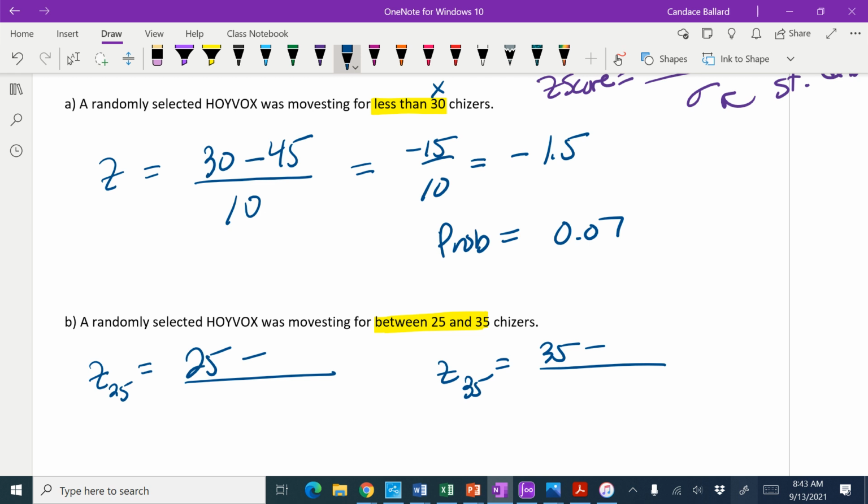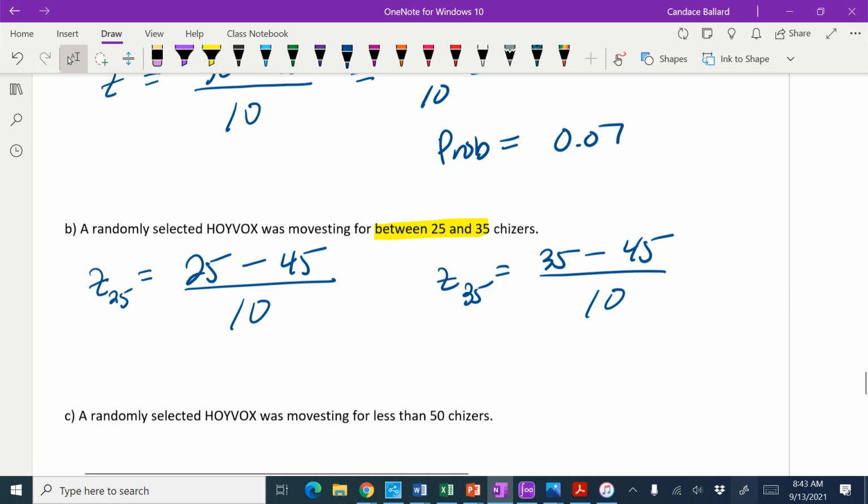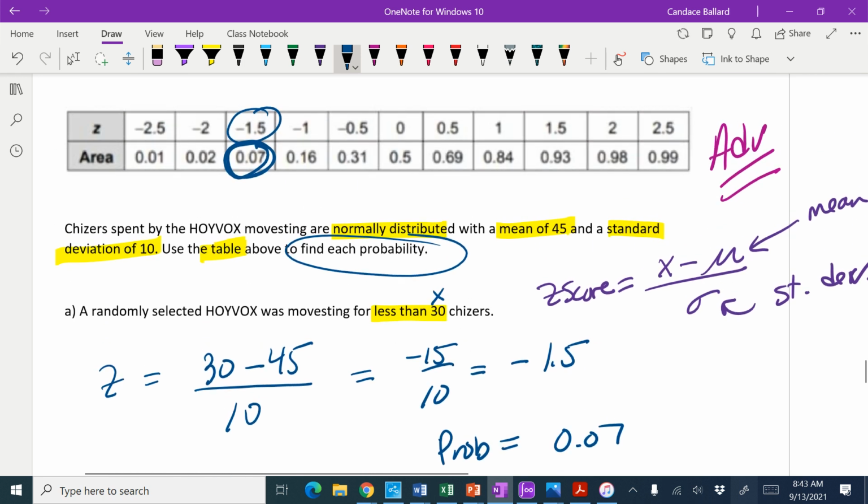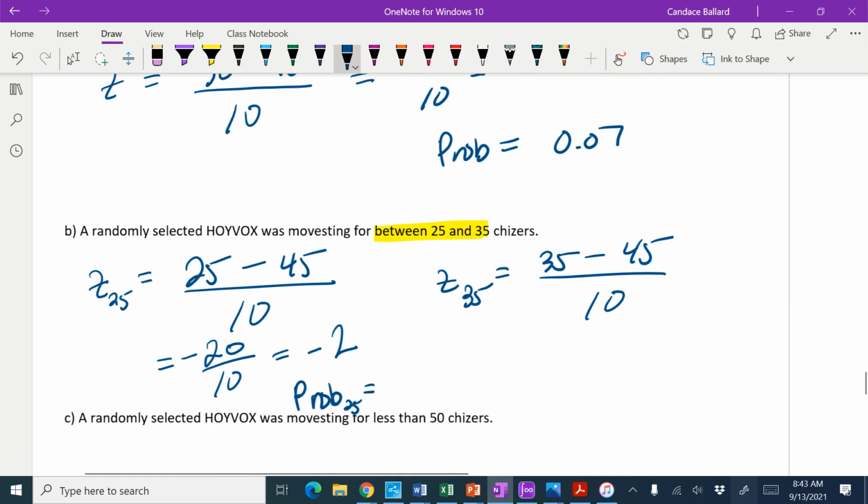What was our mean? 45 on both of them, right? What's our standard deviation? 10 on both of them. All right, it's 25 minus 45. Negative 20, and the negative's important, right? Negative 20 divided by 10 is? Negative 2, which means the probability of 25. Let's go, we got to look at our chart. What do we get? 0.2.